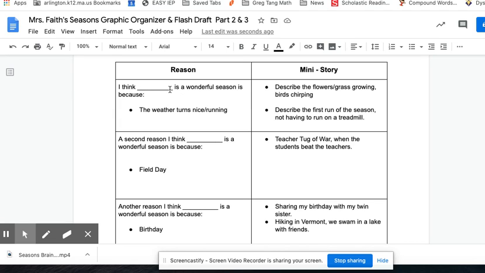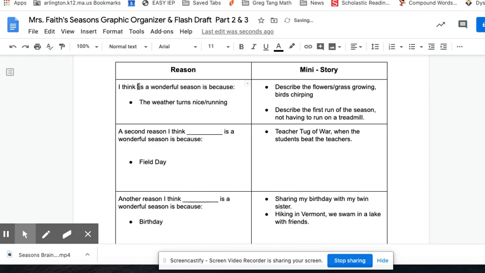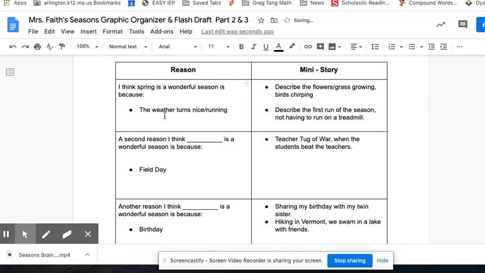So up here we have some sentence starters. So I think blank is a wonderful season because, and I'm going to get rid of this line here and I'm going to just write spring because the weather turns nice, and I put running.